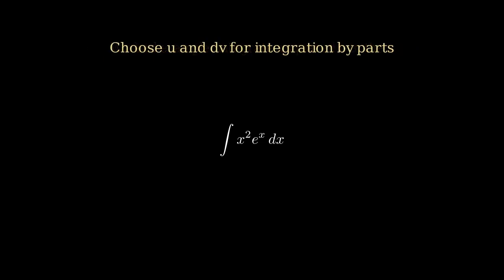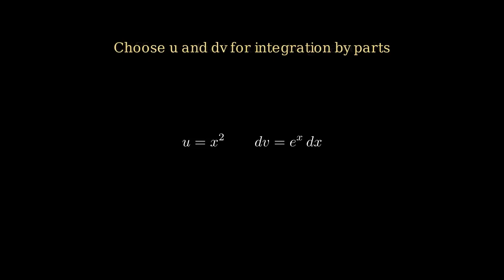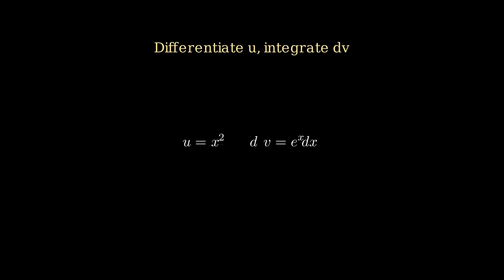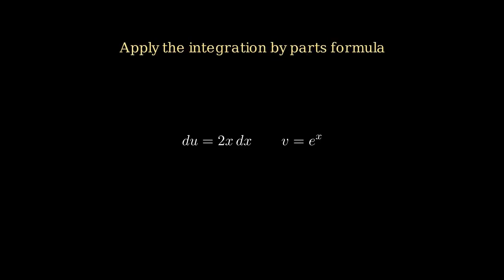For integration by parts, we choose u to be x squared, since it becomes simpler when differentiated. We choose dv to be e to the x dx, since it integrates easily. Differentiating u gives us du equals 2x dx, integrating dv gives us v equals e to the x. Applying the integration by parts formula, the integral of x squared times e to the x dx equals x squared times e to the x minus the integral of 2x times e to the x dx.